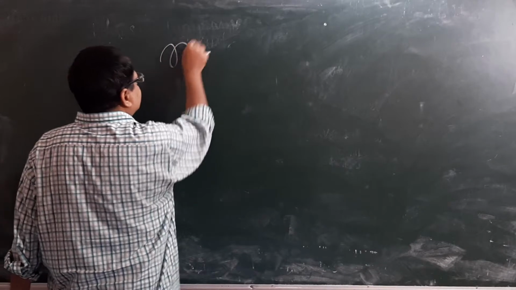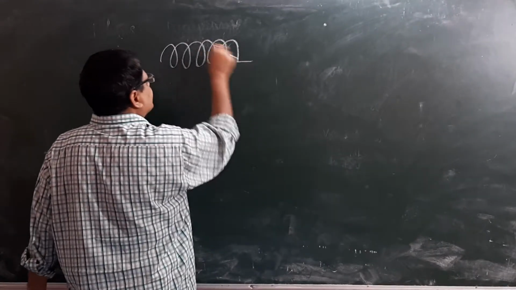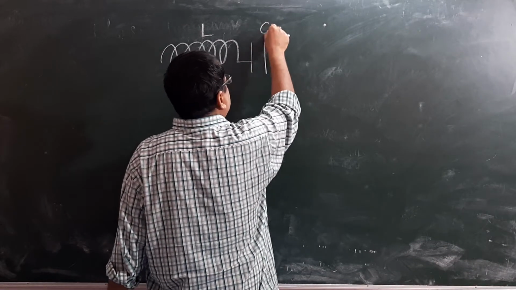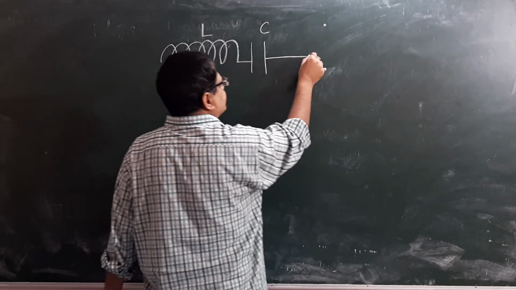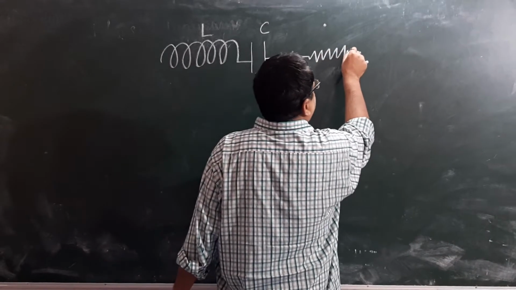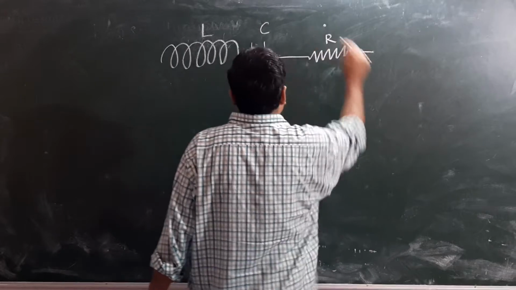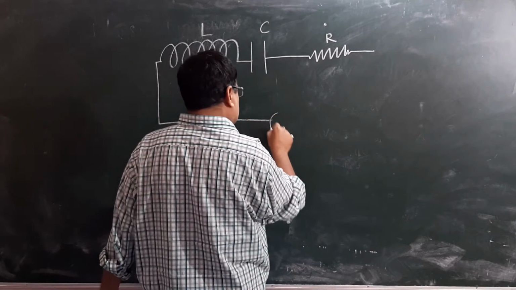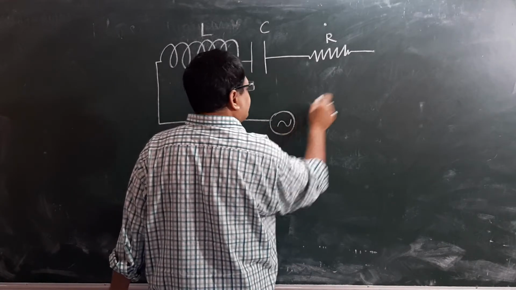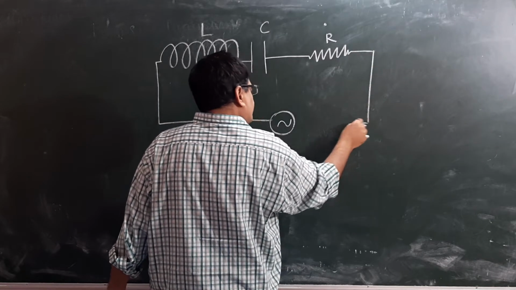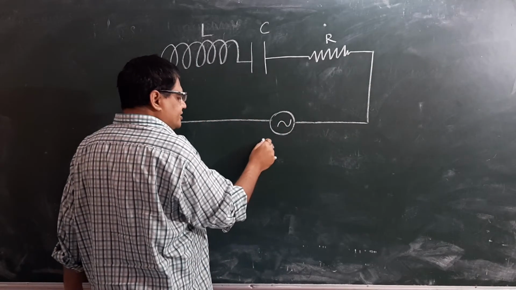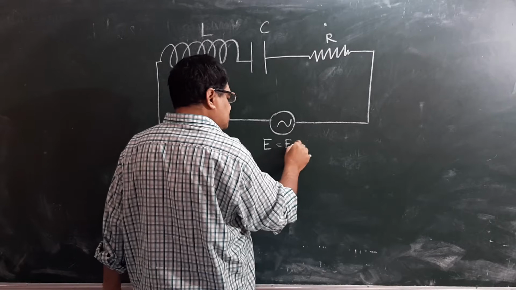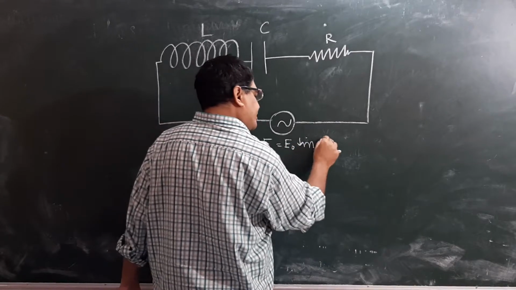The inductor, so the inductance is L, and this is the capacitor. So the capacitance of this capacitor is C, then this is the resistor, then the resistance of this resistor is R. Now this combination is connected to the AC source. So this is the alternator. This alternator will give an instantaneous EMF of E is equal to E naught sine omega t.